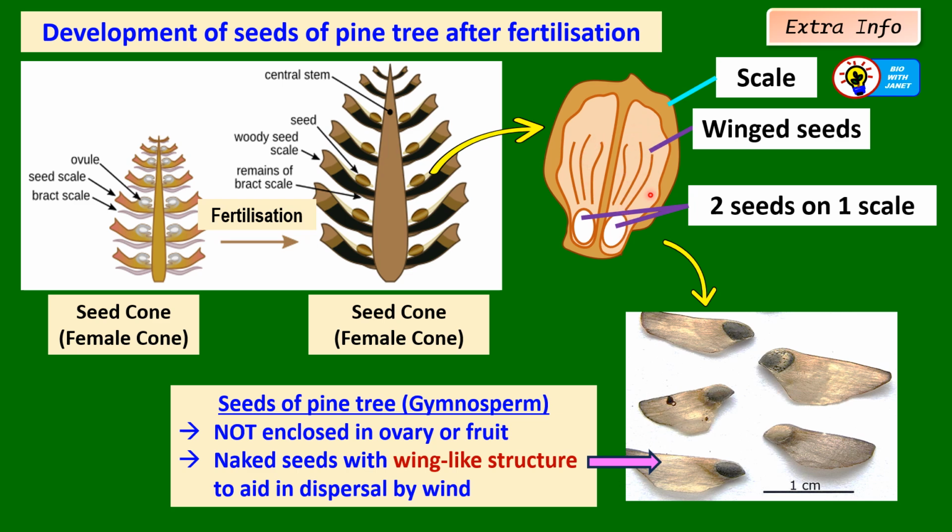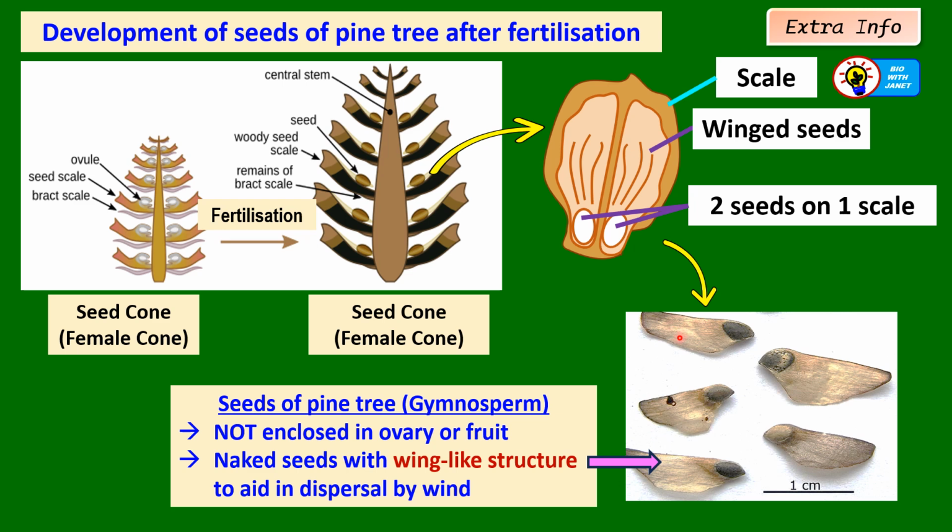So what are these for? All right, so you can see the wing-like structures here. Okay, these are the seeds that have been separated out. Okay, this is the seed with the embryo or the young plant inside. The seed has not germinated, right? And then you can see the wing structure here.